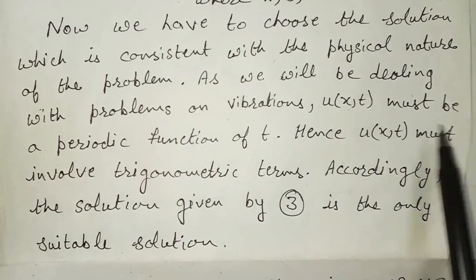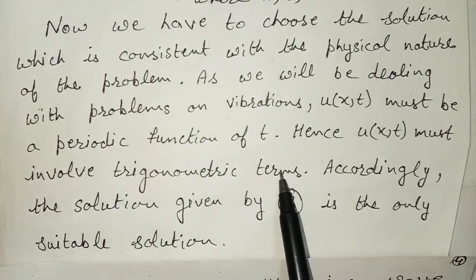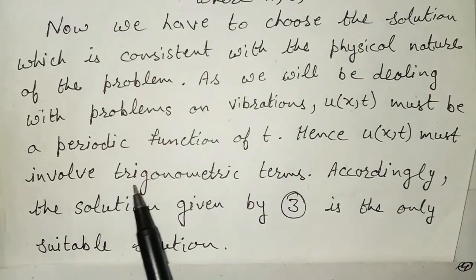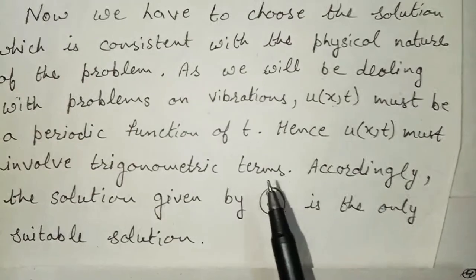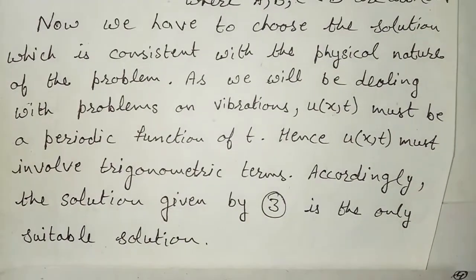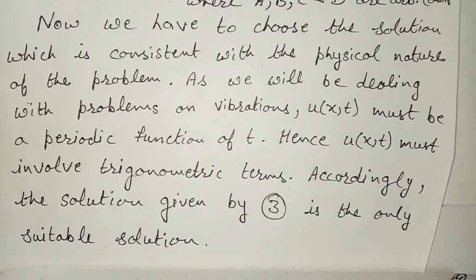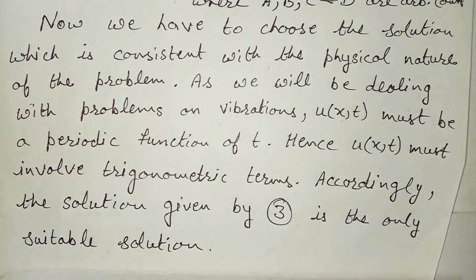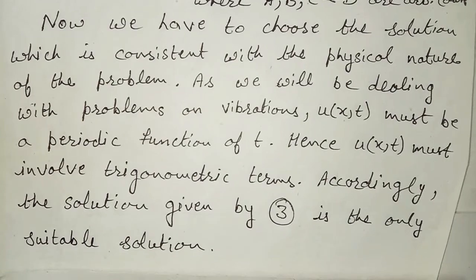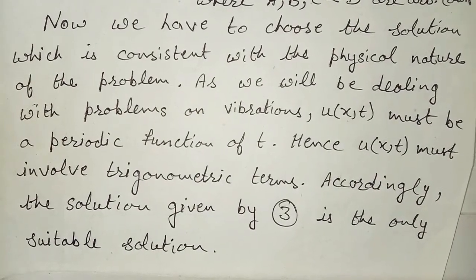Hence u(x,t) must involve trigonometric functions. Accordingly, u(x,t) must involve trigonometric terms. So now you can see, out of the three cases, when lambda is greater than 0, lambda is equal to 0, lambda is less than 0, you have the value of u(x,t) in each case.